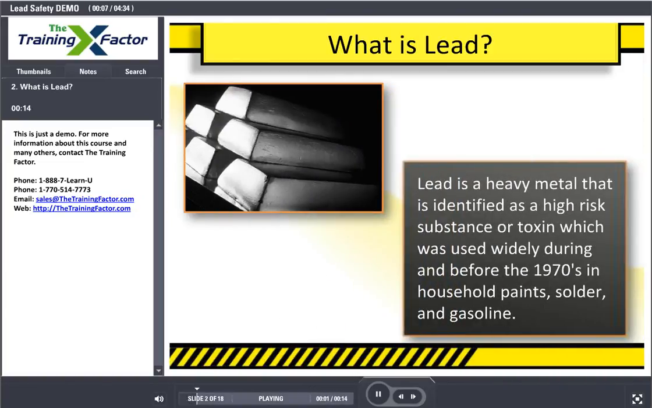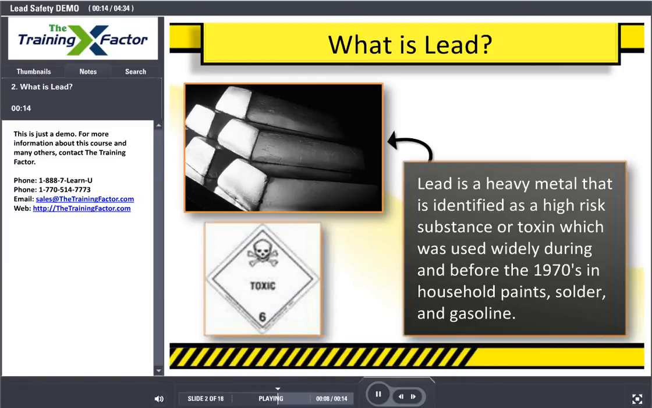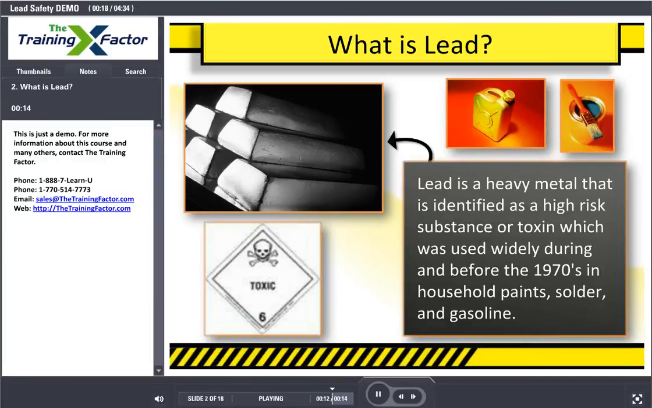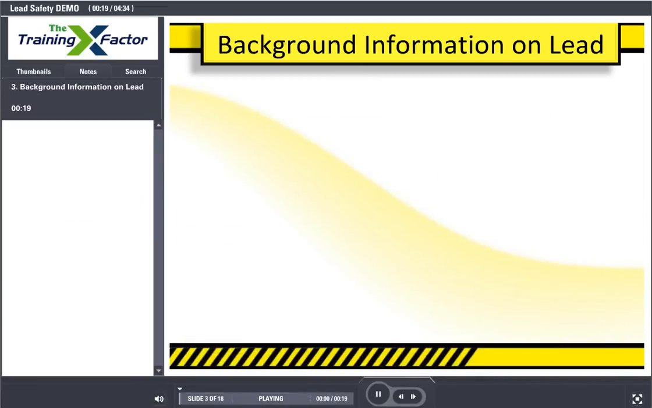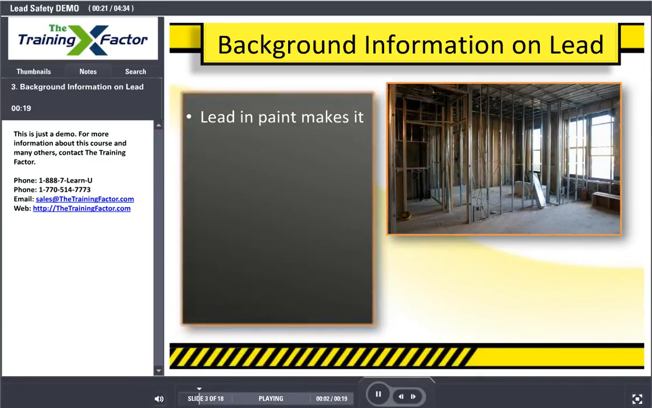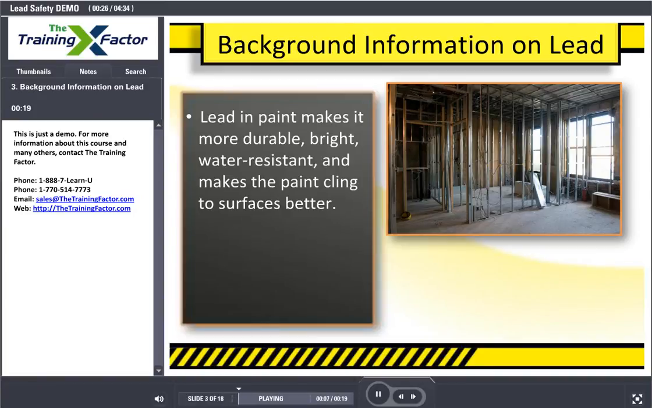What is lead? Lead is a heavy metal that is identified as a high-risk substance or toxin, which was used widely during and before the 1970s in household paints, solder, and gasoline. Lead in paint makes it more durable, bright, water-resistant, and makes the paint cling to surfaces better.